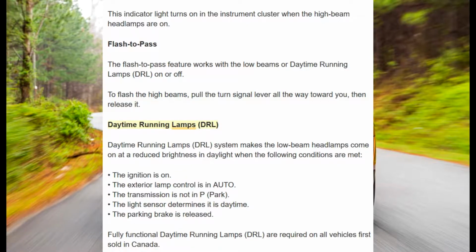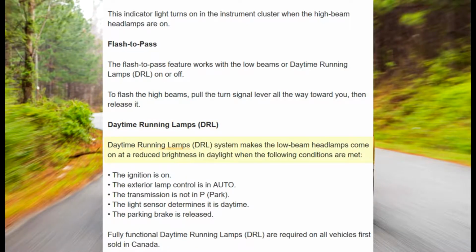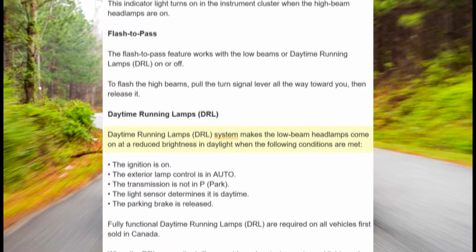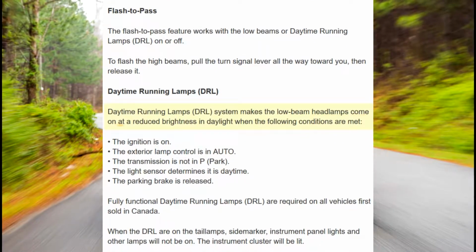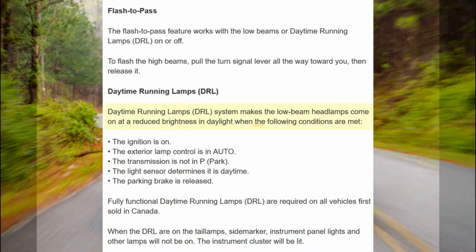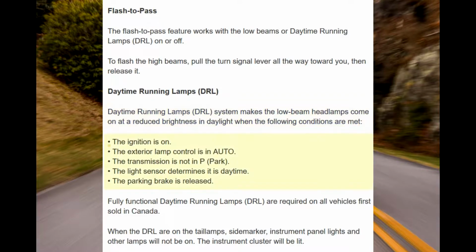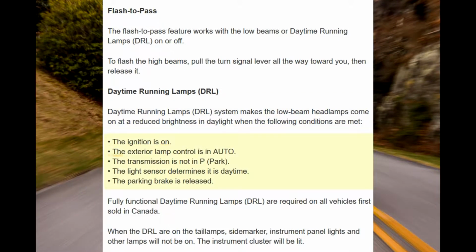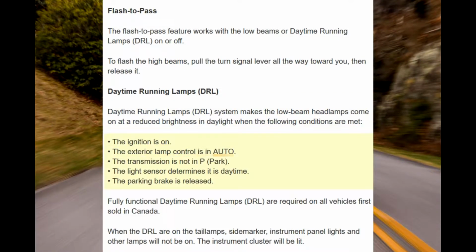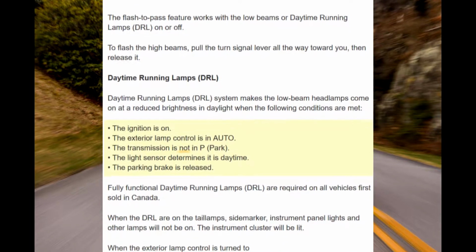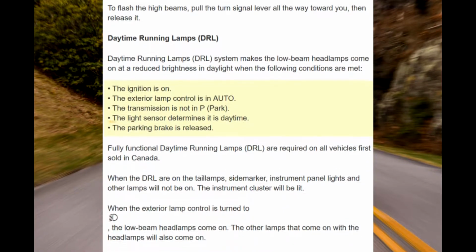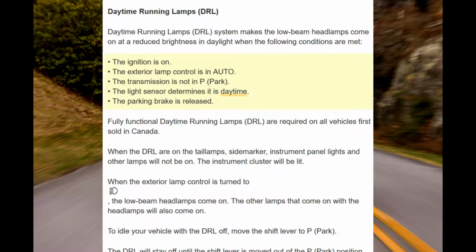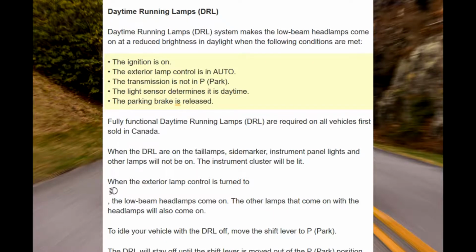Daytime running lamps, DRL. The DRL system makes the low beam headlamps come on at a reduced brightness in daylight when the following conditions are met. The ignition is on. The exterior lamp control is in auto. The transmission is not in P, park. The light sensor determines it is daytime. The parking brake is released.